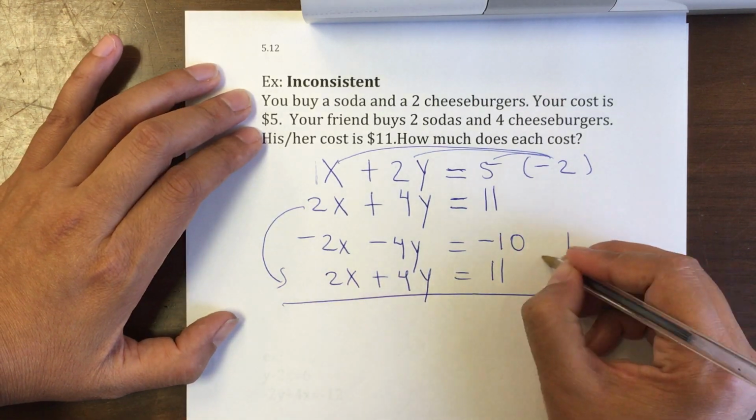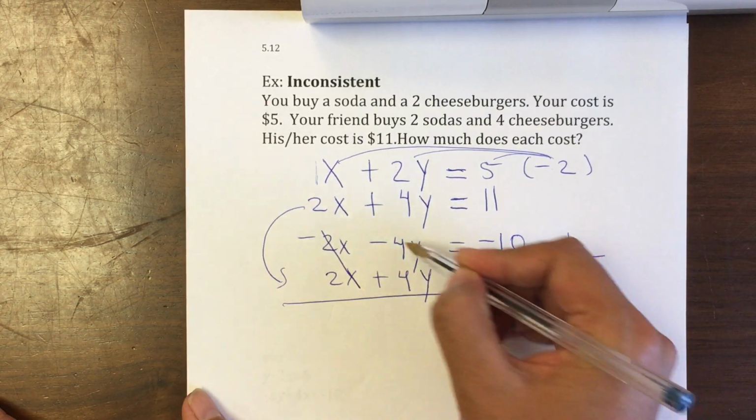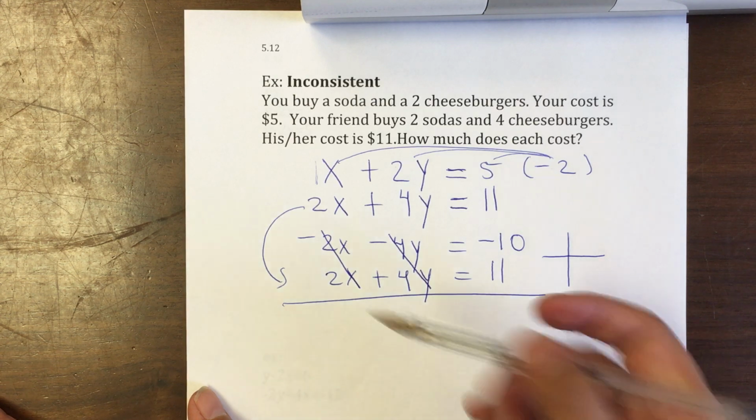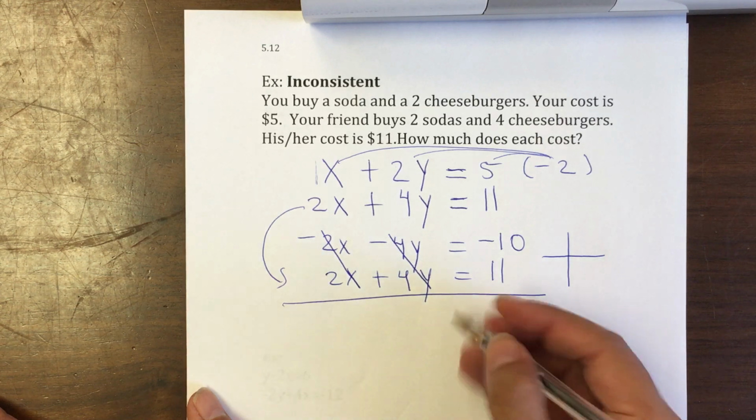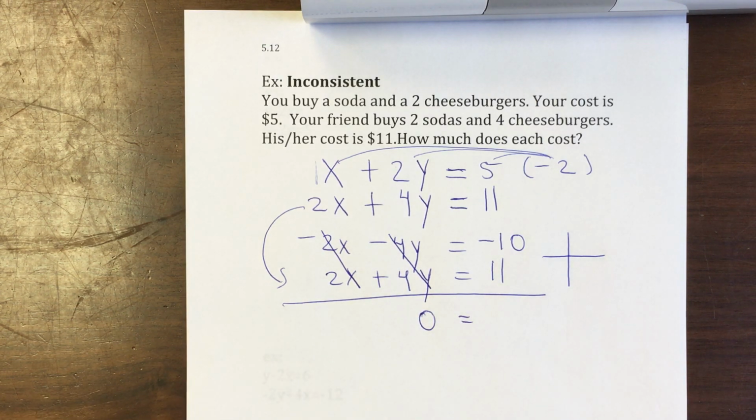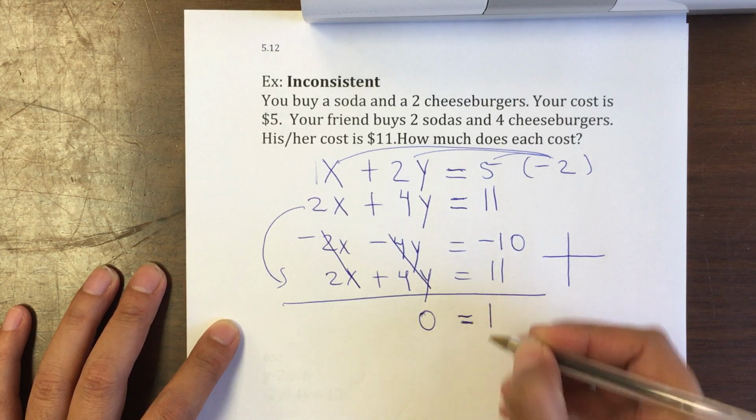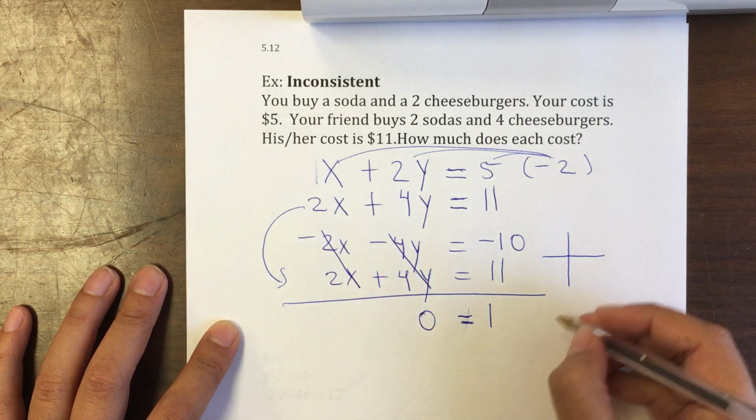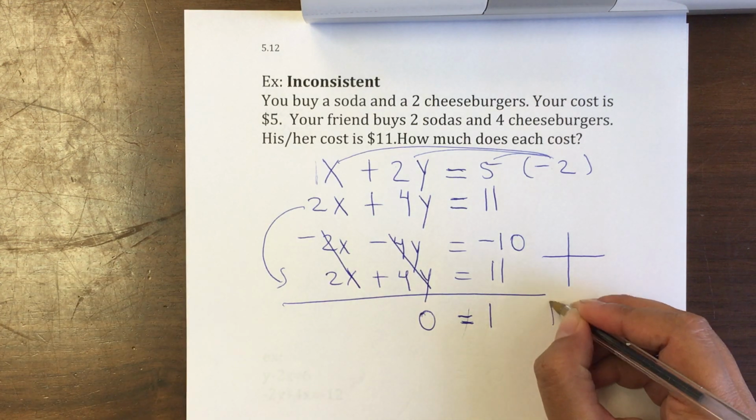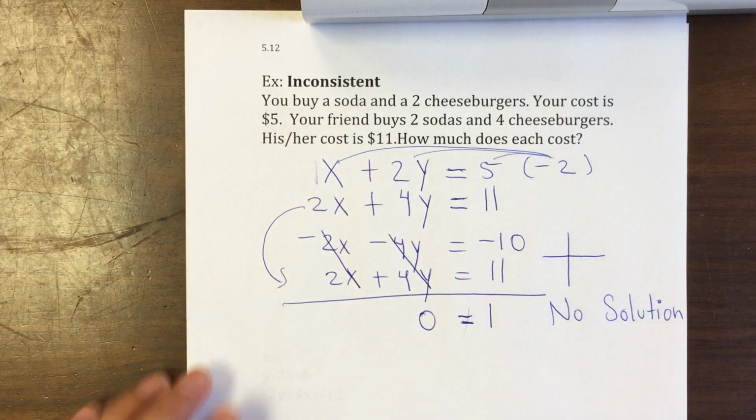And so when I add the two equations to eliminate one of the variables, I end up eliminating both variables because we have opposite coefficients for both x and y. So I end up with 0 on this side. On the other side, -10 plus 11 is 1. So 0 is not equal to 1. Therefore, we are going to say that this is no solution. And that's what it means by inconsistent.